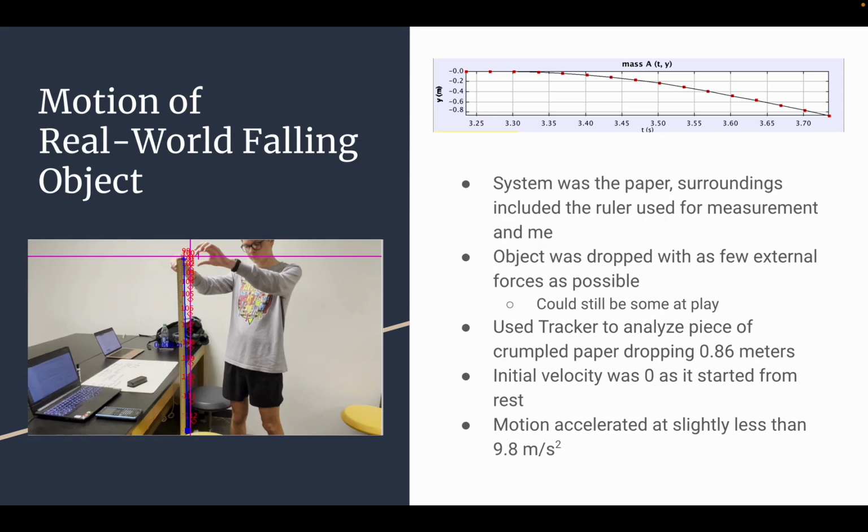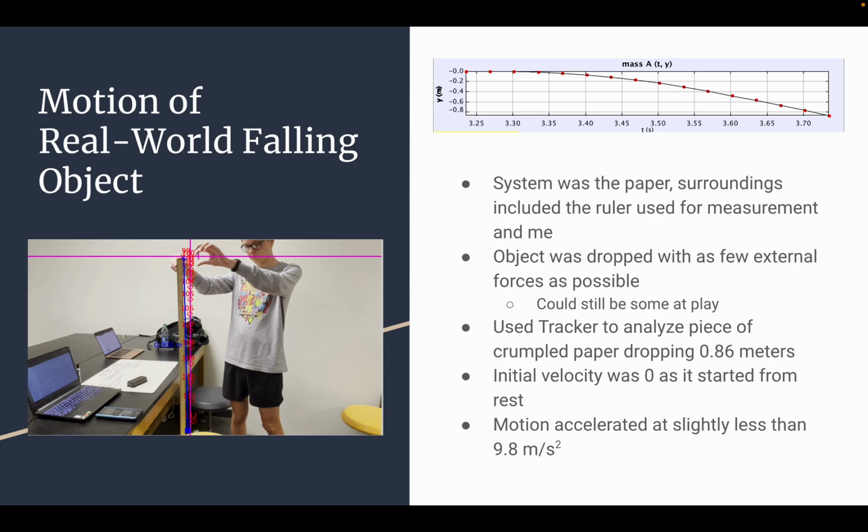So for the motion of a real-world falling object, I used a piece of crumpled up paper, which was the system in this case, and the air around it, and the surroundings included the ruler used for measurement and me. The object was dropped with as few external forces as possible, although some could still be at play, including maybe some spin or force from my hand on the piece of paper, and potential drafts in the room.